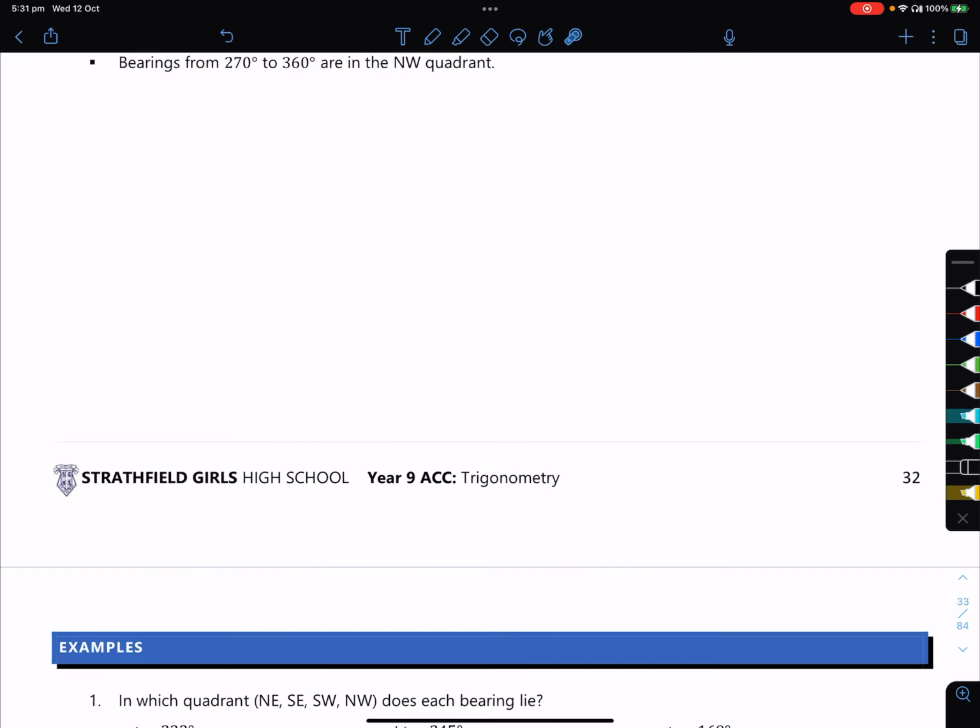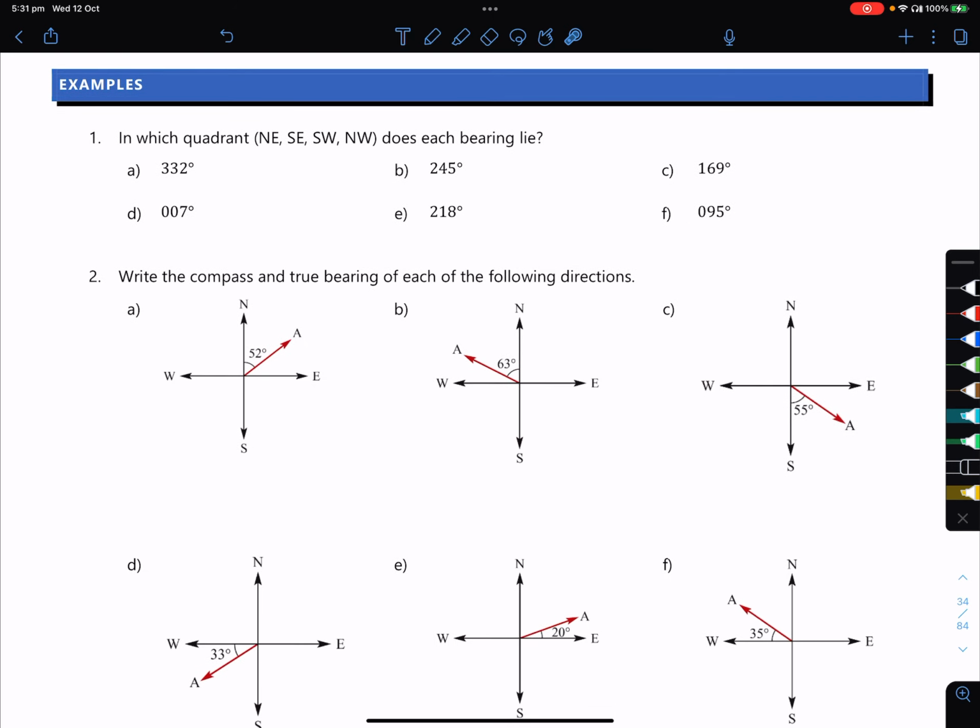Right, going on to the next bit. In which quadrant, northeast, southeast, southwest, or northwest, does each bearing lie? So for the first one, 332 would be around here because this is 90, 180, 270, and 332 will be somewhere there. So it's pointing to the northwest direction. 245 would be a bit more than 180, but under 270, so it's going to point this direction. So that's going to be in the southwest direction.